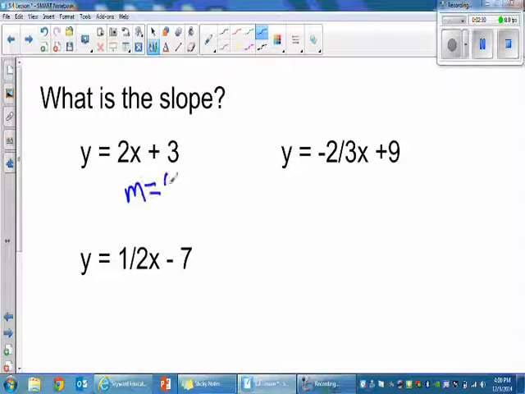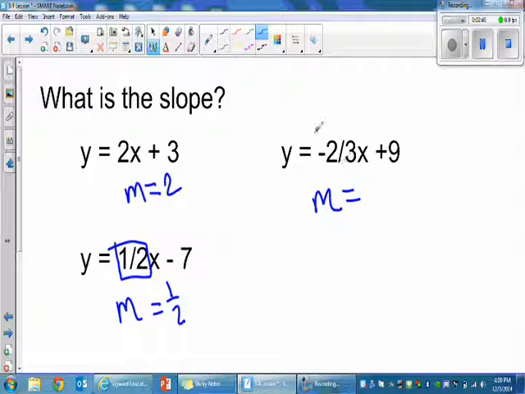So m, or the slope, equals 2. On this next example, the slope equals 1/2. And on our third example, the slope equals -2/3.